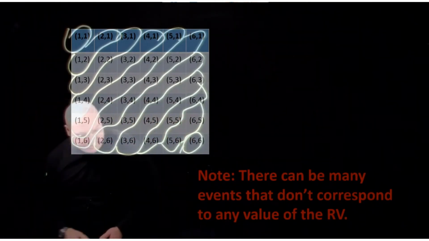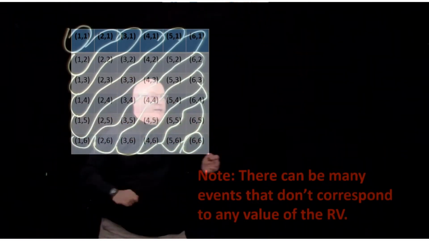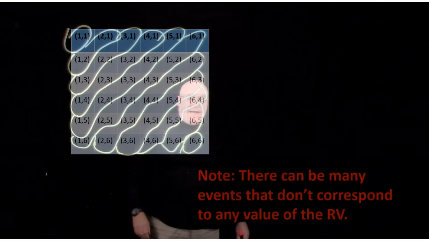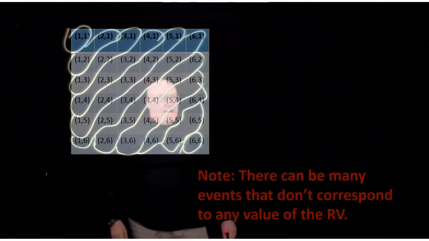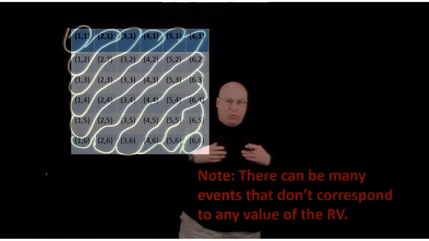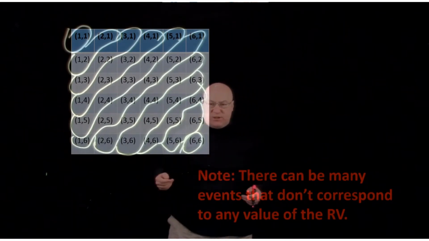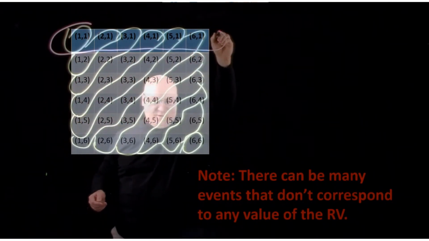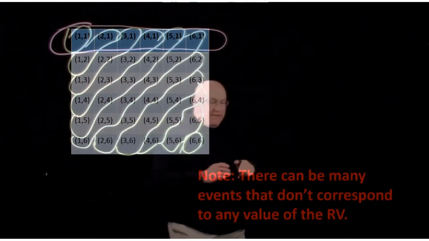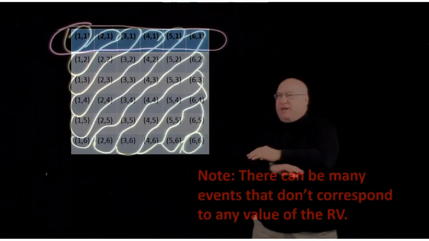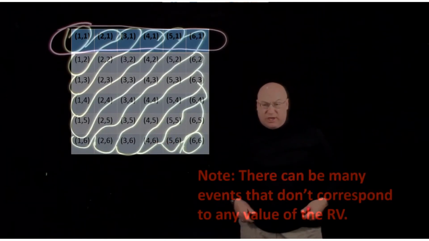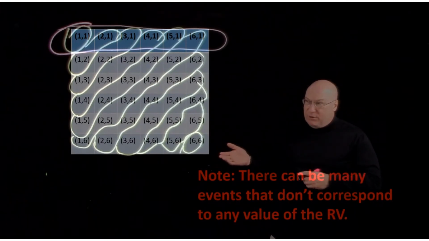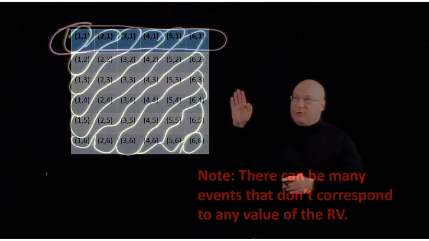grab another event here. How about the event where the second die is always 1? That means 1,1 works, 2,1 works, 3,1 works, etc. I actually get this event, don't I? I get this event right here. That event has nothing to do with the value of the random variable. It cuts across a lot of the values of the random variable, not quite all of them, but it cuts across events that correspond to different values of the random variable. And it's no big deal because I'm not really interested in that kind of event.